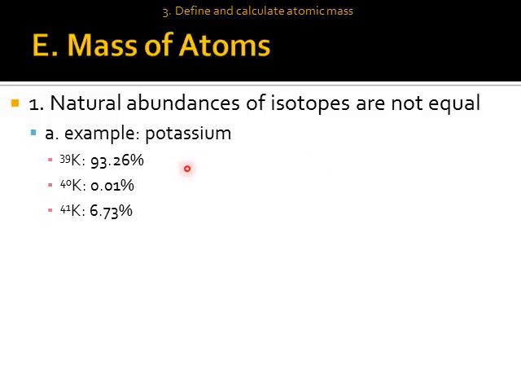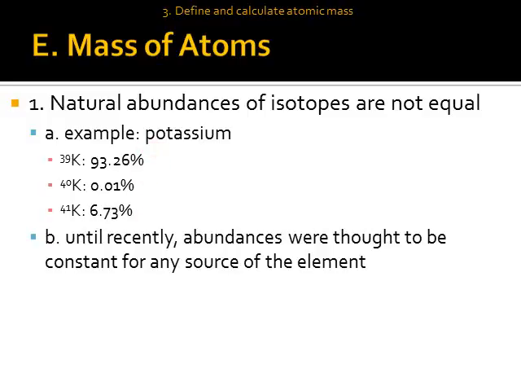Now these aren't numbers that you would need to remember. This is just an example of what we mean by the abundances not being equal. Until recently, it was thought that these abundances were a constant for any source of the element in nature. However, in the last 5 to 10 years, it's been discovered that these percentages will vary, only slightly though. So it's not like we're talking about 93.26% for one source and 95% for another and 90% for yet another source. We're talking tiny fractions of percentages difference, but still it is a difference.